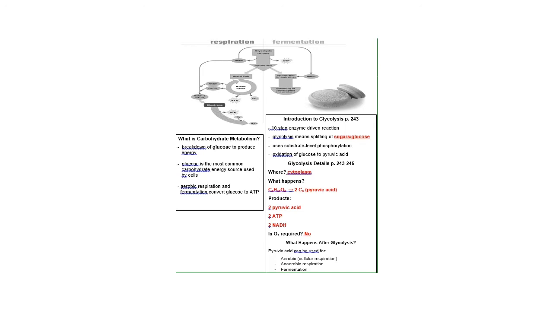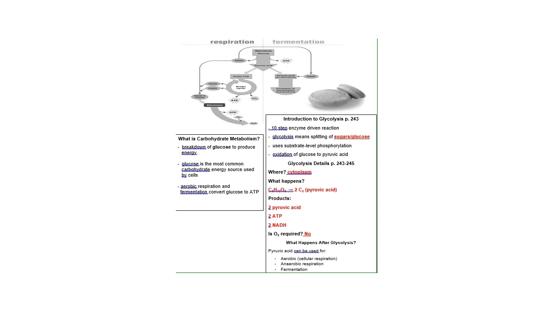So let's begin with the picture. We have at the top the words respiration and fermentation. We're going to follow the path of both of these for different bacteria or different microbes. In respiration, we're going to use oxygen, and in fermentation, we are probably not going to use oxygen.